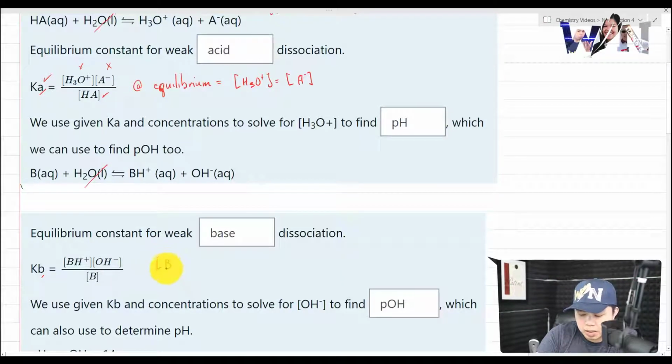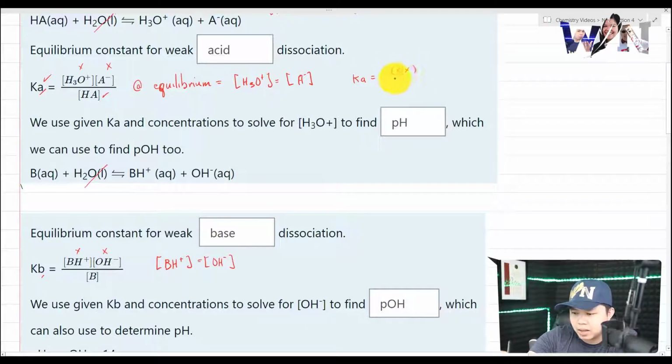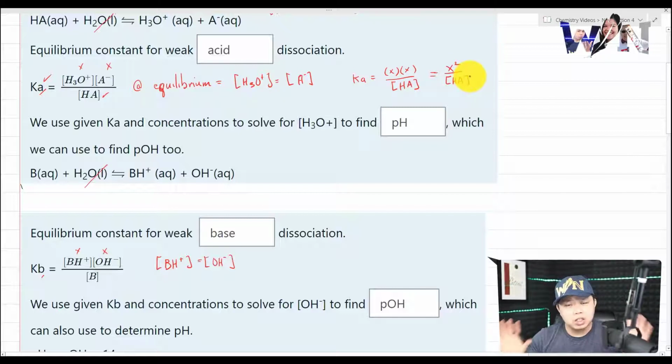We can make an assumption, well, not really an assumption, but the reality is this right here. At equilibrium, these are equal to each other. So therefore, we can represent that by X. Well, we can rewrite that in terms of Ka equal to X times X divided by HA. Remember, this is the value given to us, or equal to X squared. And we're going to solve problems based on this understanding. See how easy that is?